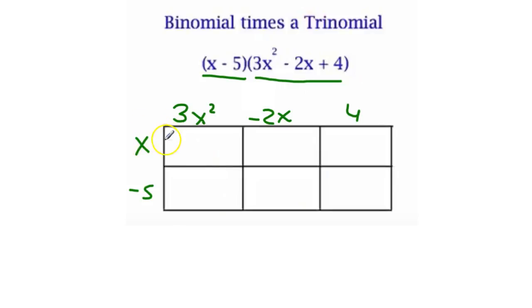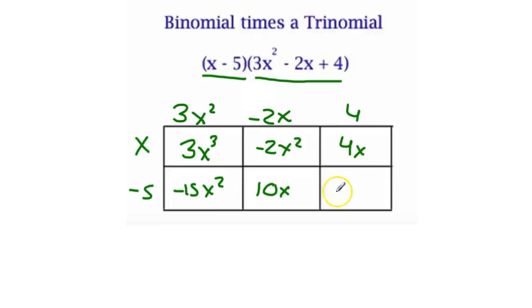Okay, now let's do this. In this box, 3x squared times x will be 3x to the third power. That's x squared, that's x to the first power, x to the third power. Right here, 3 times negative 5 is negative 15, and I just put the x squared. Negative 2x times x will be negative 2x squared. Negative 2x times negative 5 will be 10x. 4 times x is 4x. And 4 times negative 5 is negative 20.